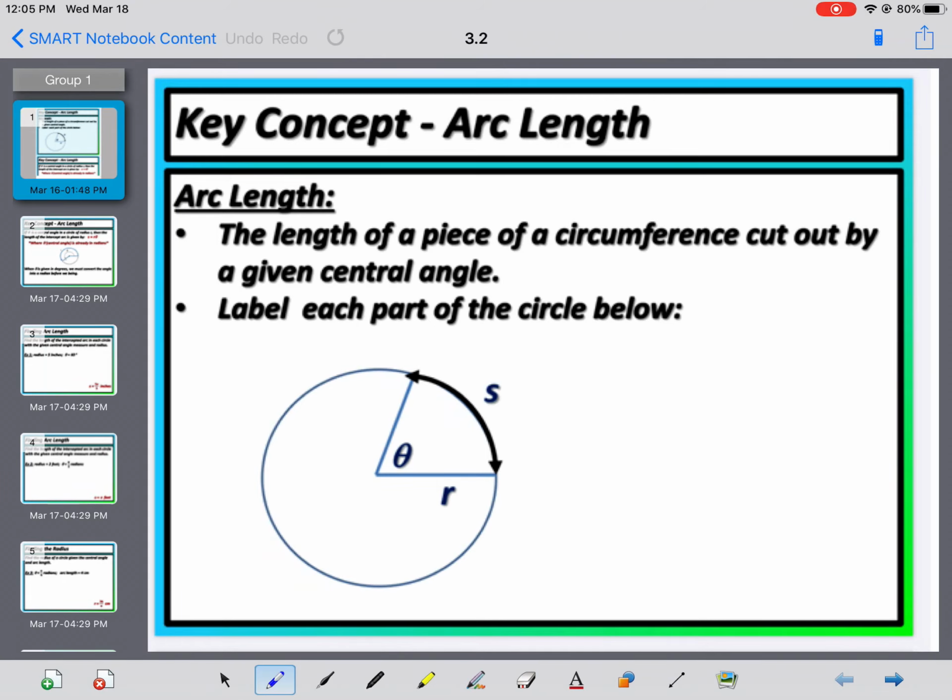Okay, so today we're doing 3.2 arc length and area of a sector. So we'll start with arc length. The arc length is the piece of the circumference that's cut out by the central angle. So this bold black line here, this is your arc length.